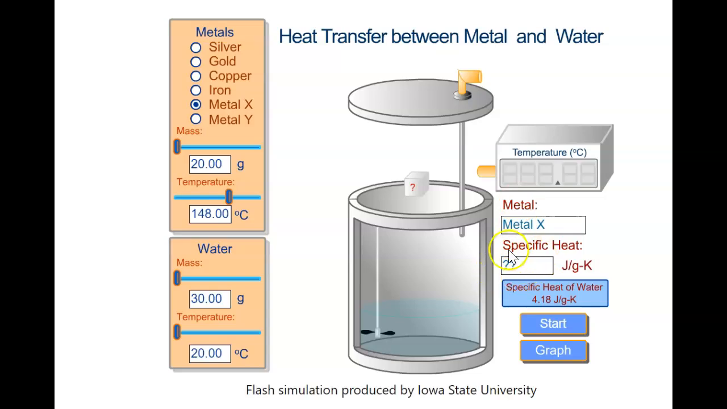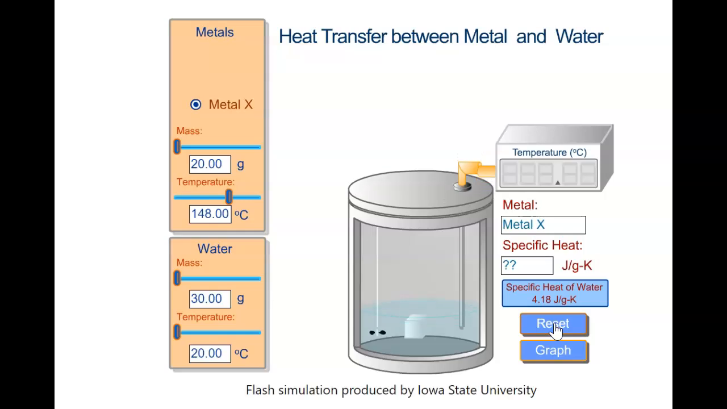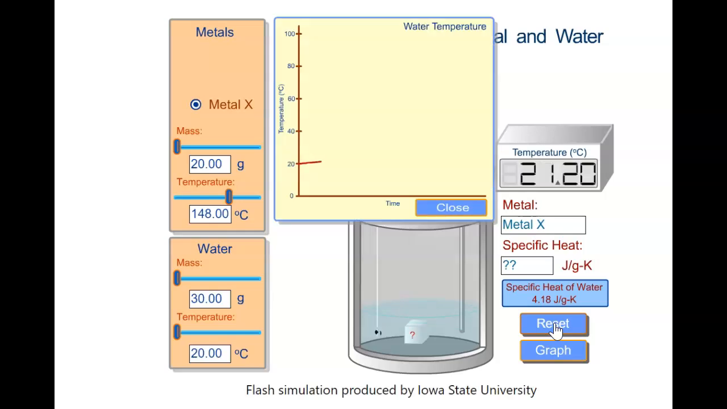Metal X, notice that we have no specific heat because we don't know what the metal is. So that's your purpose of this lab. You're trying to find what the specific heat is. So we'll drop the metal in the water. Notice nothing has changed other than what the metal is and the starting temp.